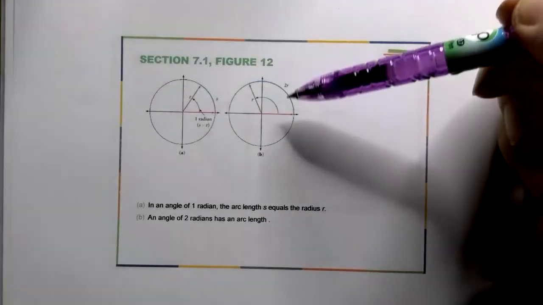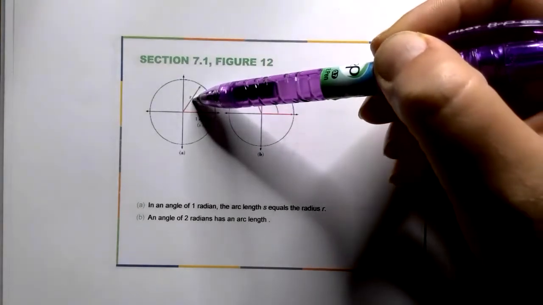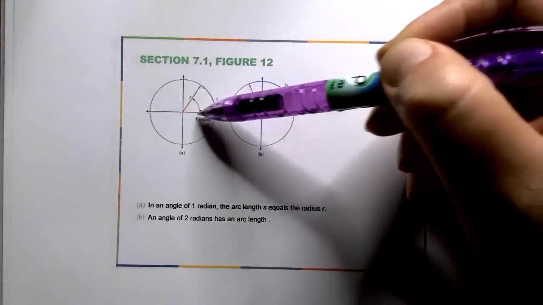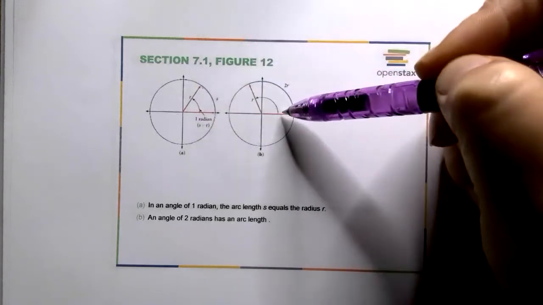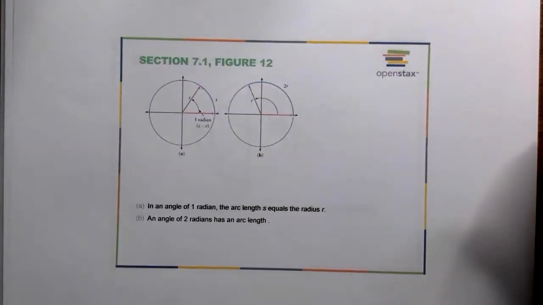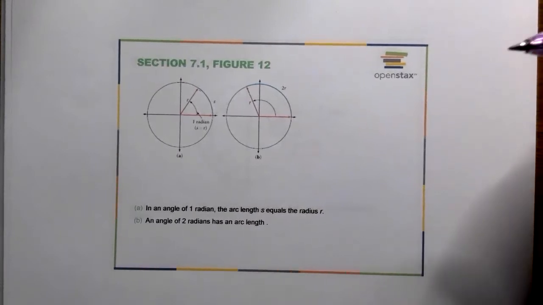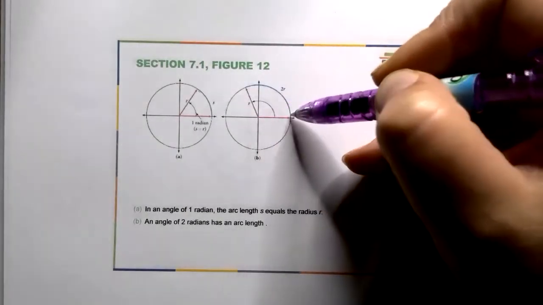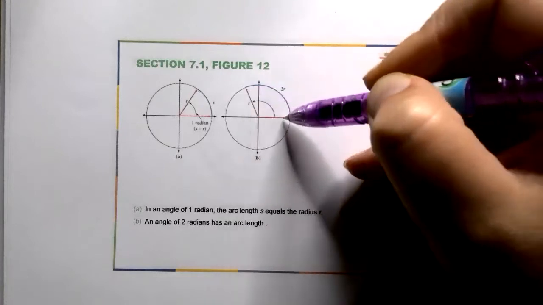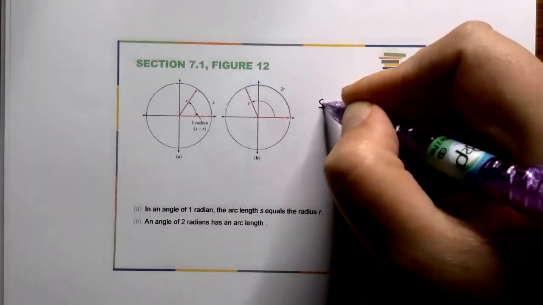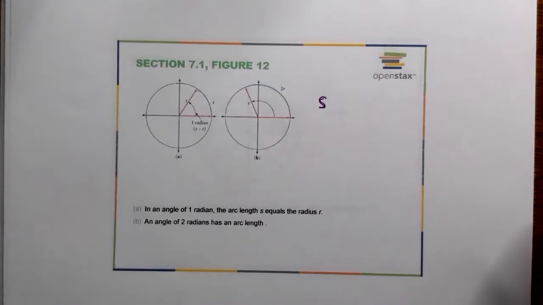Well, this is what we just mentioned. If the angle of 1 radian cuts out an arc equal to 1 radius, then 2 radians cuts out an arc of 2 radiuses. So this is a very, very important correlation between the arc length and the radius, the arc length that the angle cuts out. So to figure out the arc length, which is denoted by the letter S.